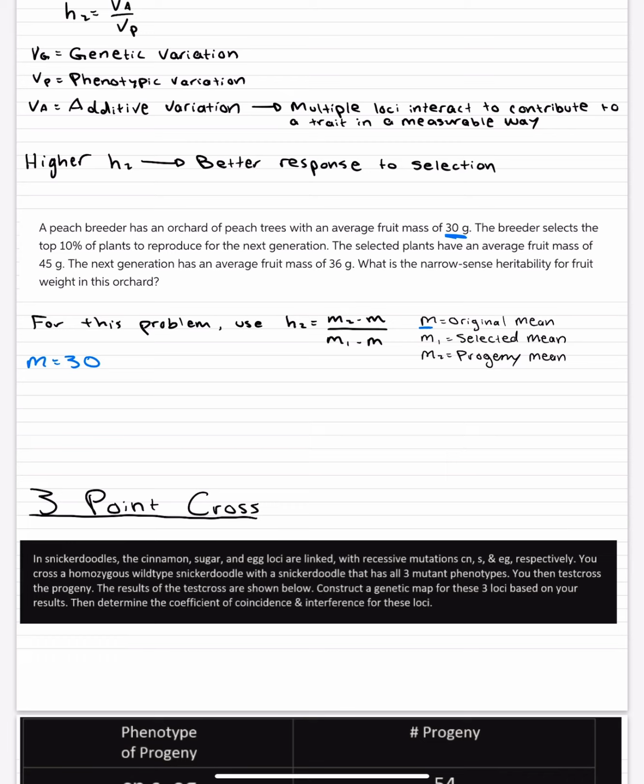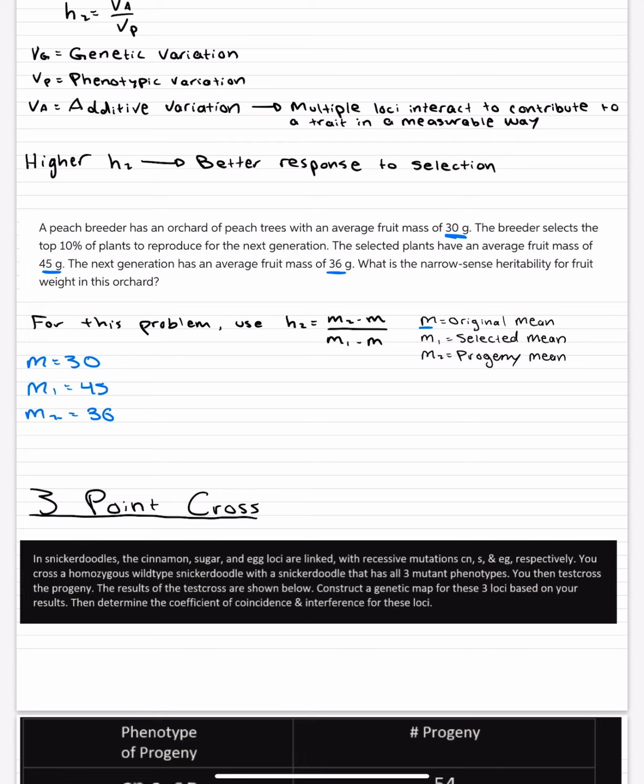The breeder selects the top 10% of plants to reproduce for the next generation. The selected plants have an average fruit mass of 45 grams. The selected mean is 45 grams, so m1 equals 45. The next generation has an average fruit mass of 36 grams. So the weight of the progeny after the selection has occurred is 36 grams. So that means that m2, or the progeny mean after selection, is 36.